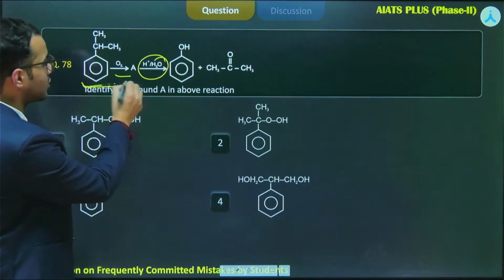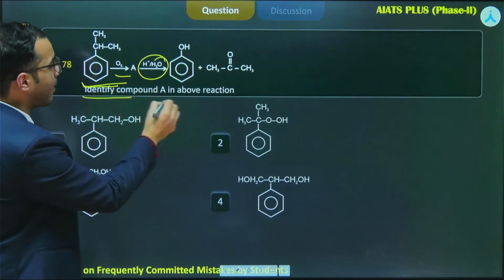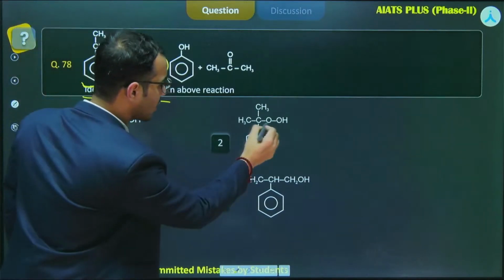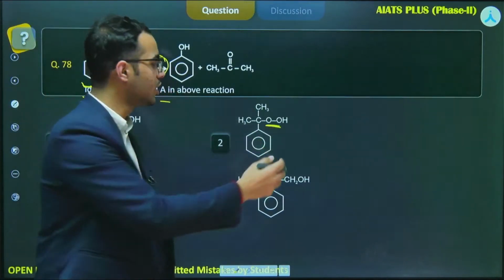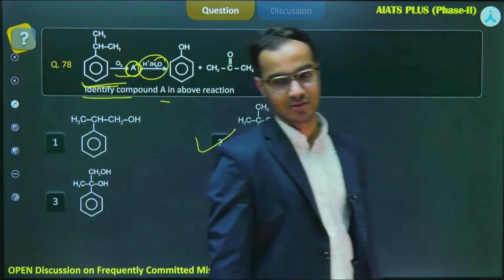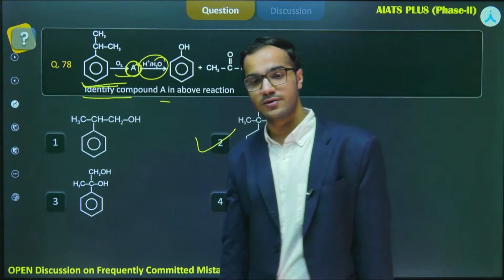You are reacting with this ozone and you identify the compound A. It means we have to deal with A. And for A, we have already discussed that there will be the formation of OOH replacing the H, and we will be getting option 2 as the correct answer.